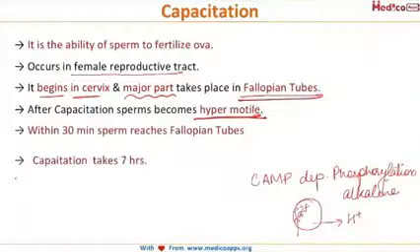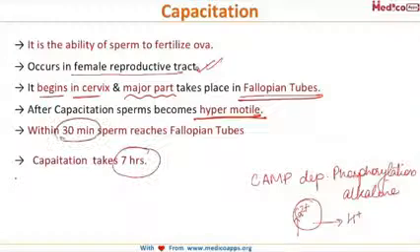Remember the word hypermotile because this occurs in the female reproductive tract, whereas the sperm gain their motility in the caudal end of the epididymis. Now these sperms take only 30 minutes to travel from the cervix to the fallopian tubes, but the entire process of capacitation takes 7 hours. Again, these two are very important questions.